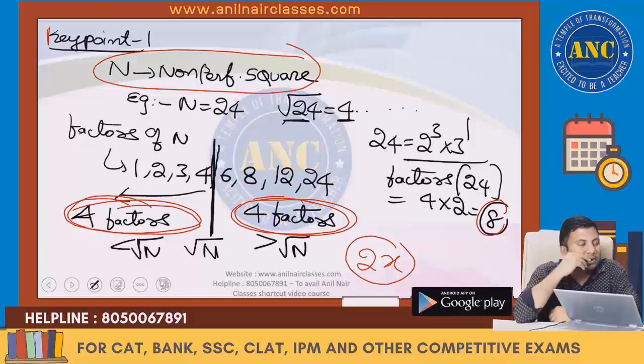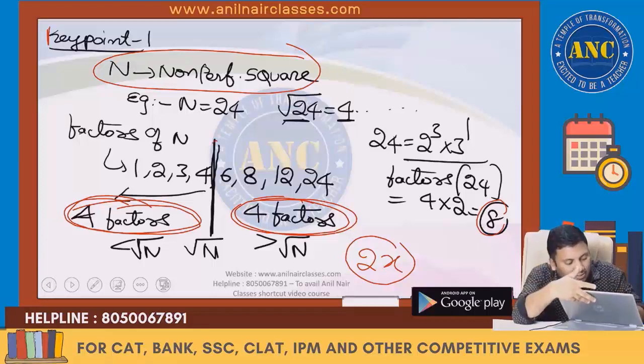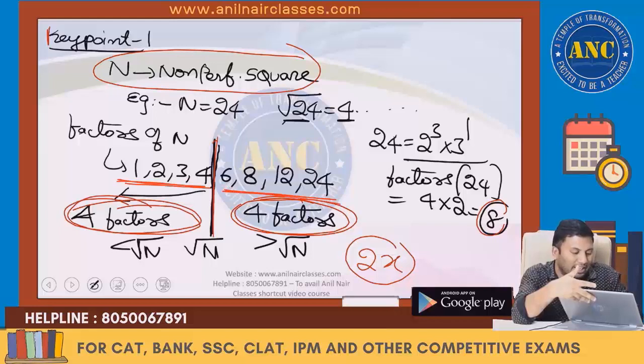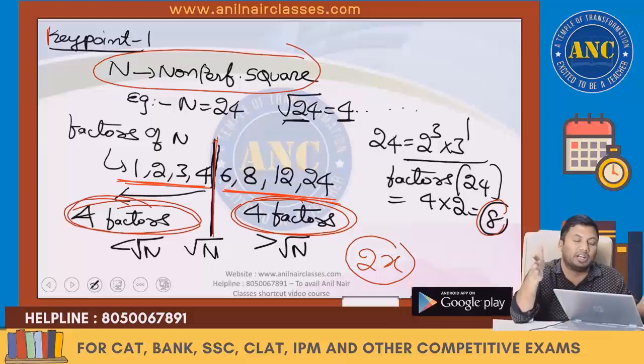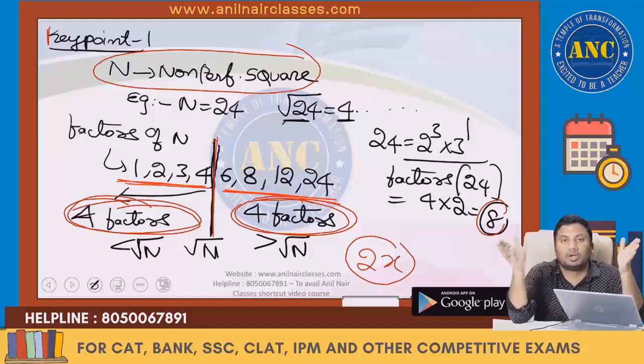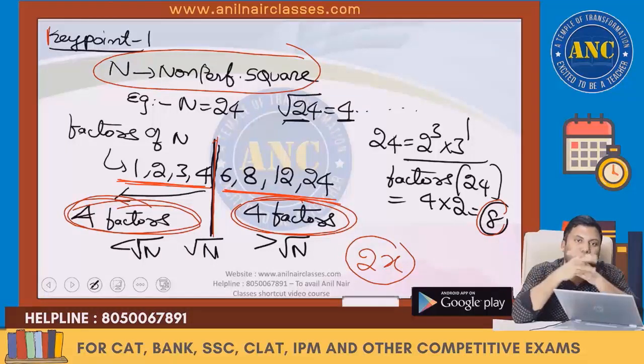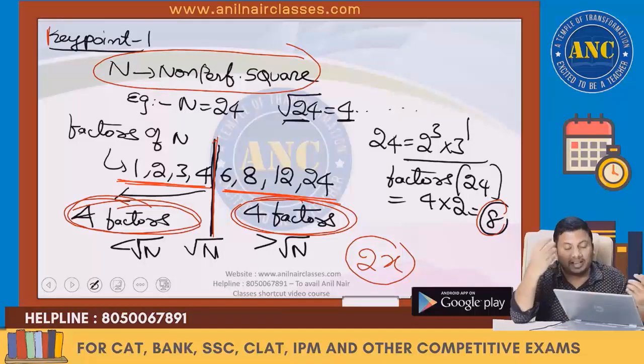Suppose I take the root of 24, which is 4 point something. 4 point something lies between 4 and 6. If I write down the factors, there are 4 factors less than root n and 4 factors greater than root n. If 4 factors are less than root n, the same number of factors will be greater than root n. 4 left, 4 right. So the number of factors will be 4 plus 4, which is 8. This is the first example. Let us see whether it is right for another non-perfect square also.